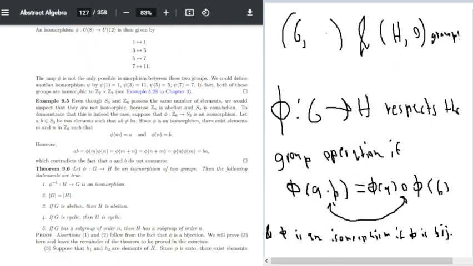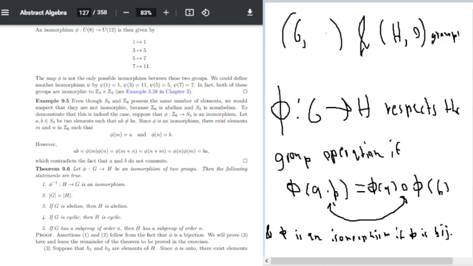The map phi is not the only possible isomorphism between these two groups. We can define another isomorphism by psi of 1 equals 1, psi of 3 equals 11, psi of 5 equals 5, and psi of 7 equals 7. In fact, both of these groups are isomorphic to Z sub 2 cross Z sub 2.